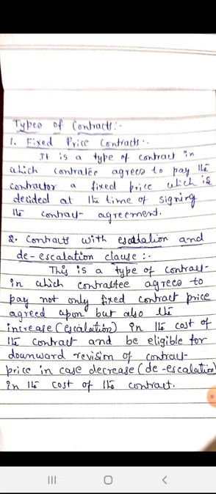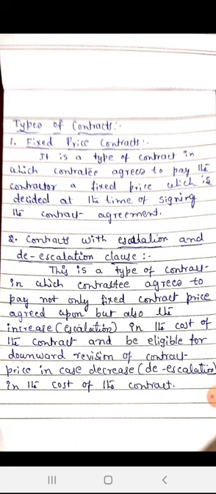Fixed price contracts: it's a type of contract in which the contractee agrees to pay a fixed amount at the time of the agreement. Okay, it's a fixed amount. So after the agreement it cannot be changed, it's a fixed amount.